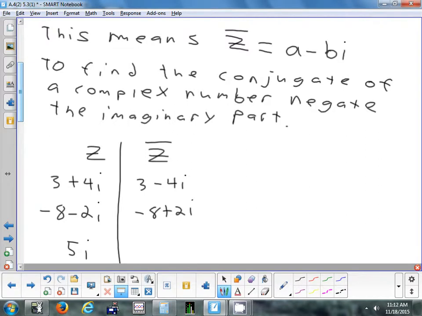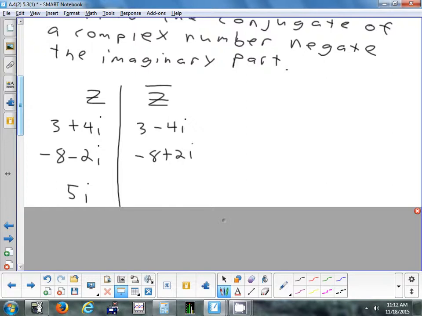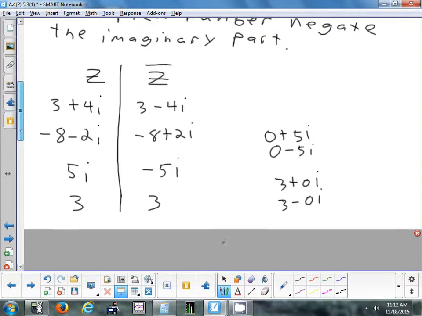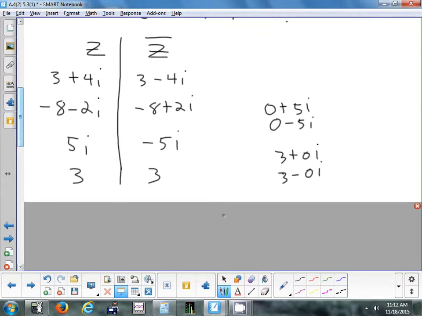Okay. How about 5i? Negative 5i. Okay, if that one's confusing because you don't have a real part, think of it as 0 plus 5i. The conjugate is 0 minus 5i, which is negative 5i. How about 3? 3. Okay, real part stays the same. You could think of this one the same way you did up above. 3 really means it's 3, no imaginary part. Well, the conjugate is 3 minus no imaginary part, plus 0 minus 0, it's still 3. Okay, any questions on how you find conjugates?